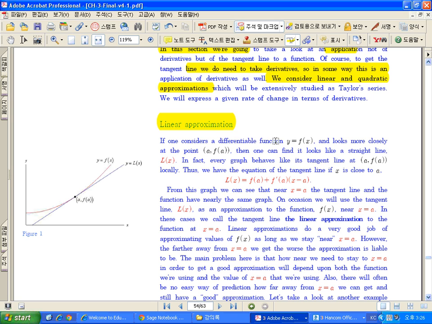Suppose we have a differentiable function y is equal to f of x, like this. Then at the point a, f of a, we may think of the tangent line there. We can find this tangent line L of x with the derivatives of the function f at a in this way. From this graph, we can see that near x equal a, the tangent line and the function have nearly the same graph.